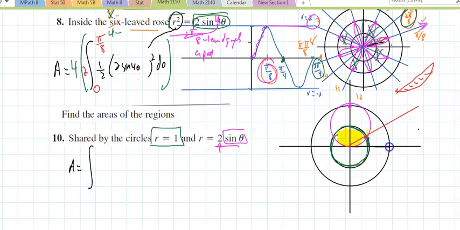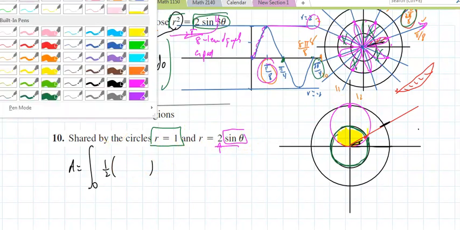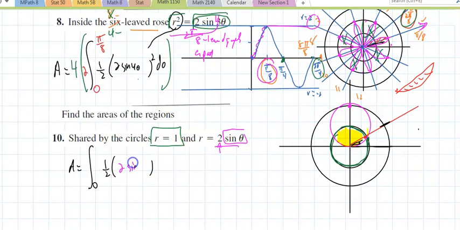Now from 0 to this angle that I got right there, from 0, I don't know what that is, it's going to be 1/2 of what? Do you see that I'm only running to the circle, and the circle is twice the sine of theta squared d theta, plus the integral from whatever that angle is, and I'm going to run to pi over 2. And do you see, once I pass that red angle, I am really running to the green.